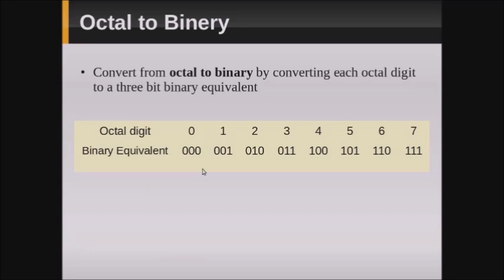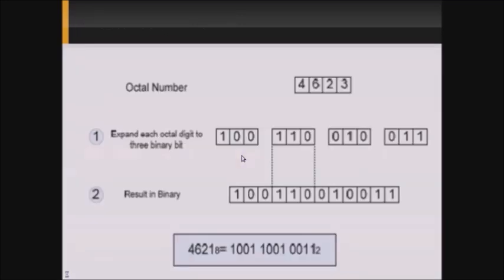Here you can see a table where you can see the binary equivalent of every octal digit. So 000 for 0, 001 for 1, 010 for 2, and so on, 111 for 7. This is the table which we have to use for converting the given octal into binary. Let us see an example where I took a value in octal, that is 4623. Now I have to convert this 4623 into a binary form.